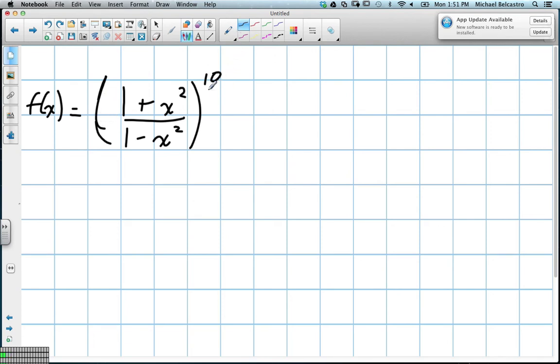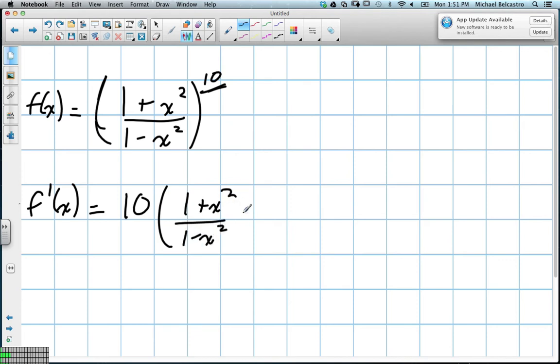Well, this is a chain rule, right? We have our 10 on the outside. So f prime x is equal to, the 10 comes to the outside. And we have 1 plus x squared over 1 minus x squared to the power of 9. And due to the chain rule, we then have to find a derivative inside. Well, the derivative inside is a quotient, right? And because it's a quotient, we're going to want to use our quotient rule.